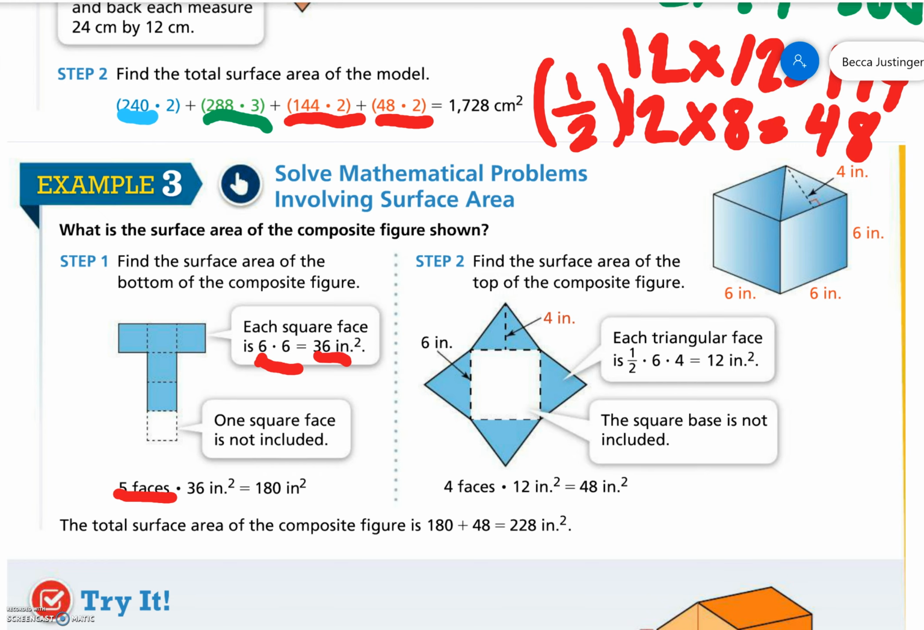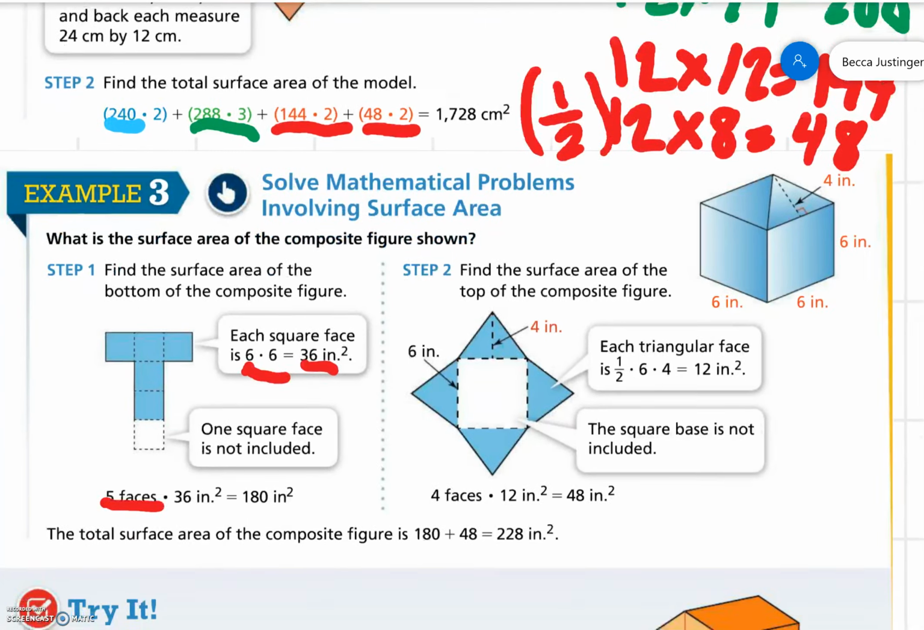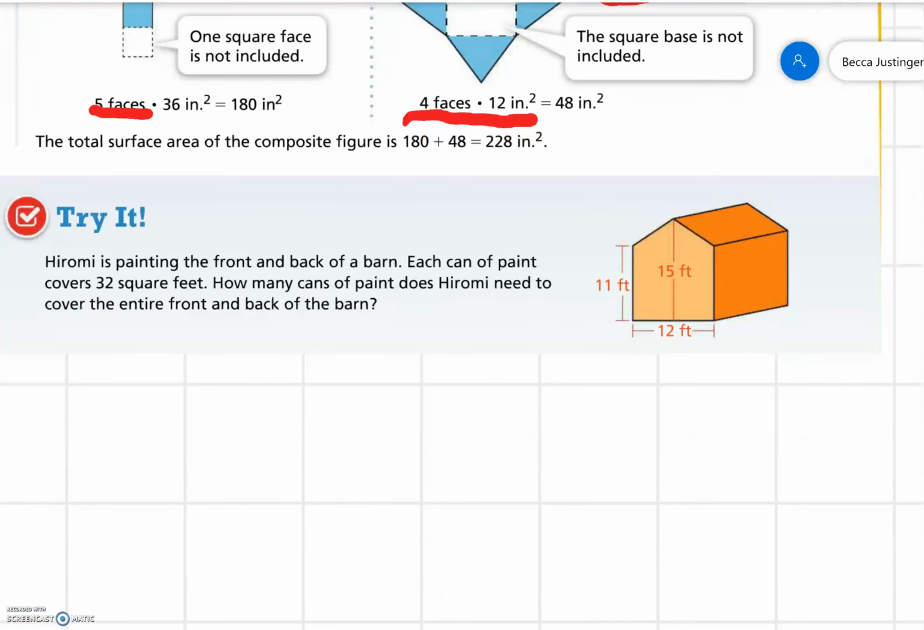Find the surface area at the top of the composite figure. I think they're missing that in their drawing. Oh no, I see it now. It's got a pyramid on the top. So it's filled with 4 triangles. Area equals 1/2 base times height. And there's 4 of them. Then we add them together.